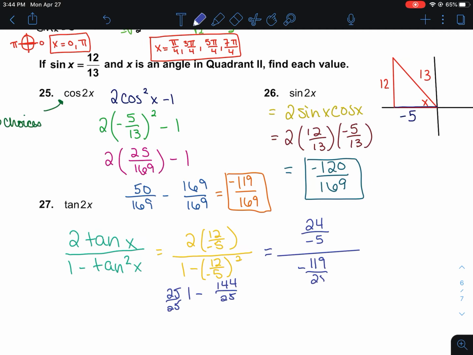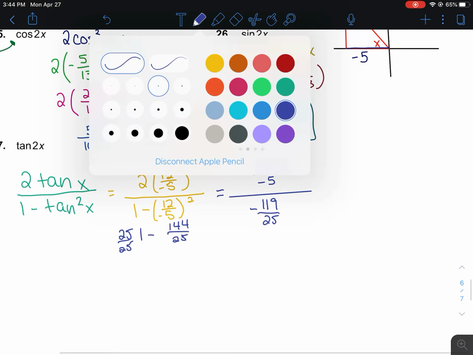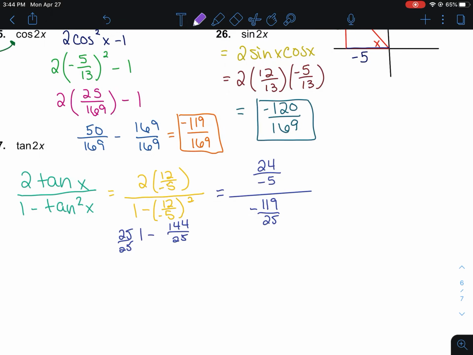Okay, and I can rewrite that with multiplication. So if I multiply, okay, and I can do some crossing out here. That gives me a 5. Oops, divide both by 5. Negative times a negative is going to be positive. And I'm left with 120 over 119.